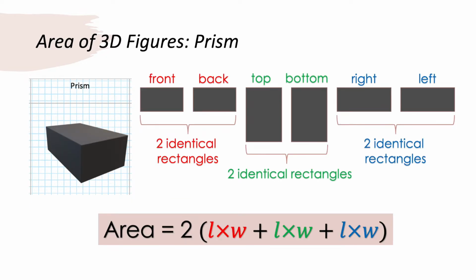A prism is quite similar to the cube, except it has 3 pairs of rectangles. Find the area of the 3 different sized rectangles, add them together, and double them. I hope my illustration helps you to understand it better.